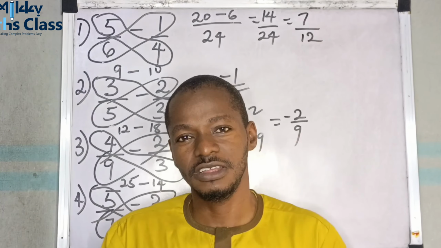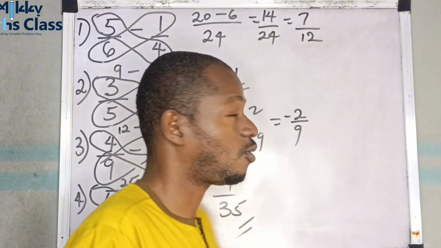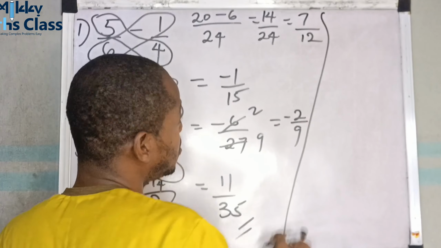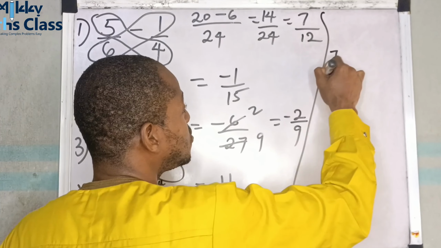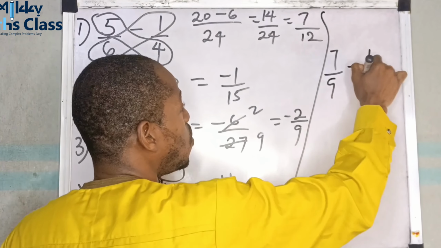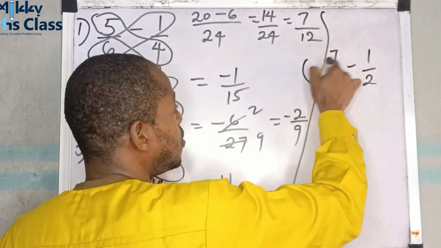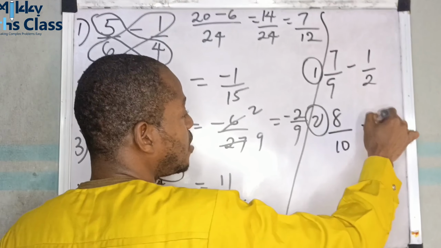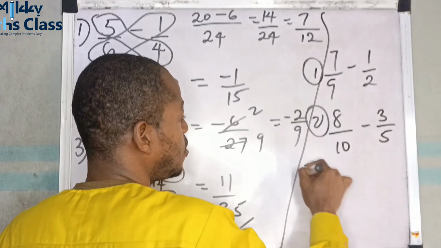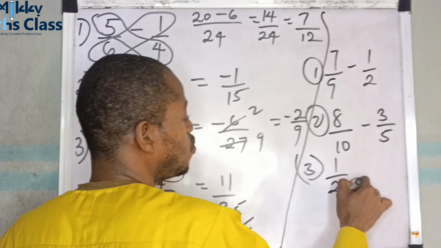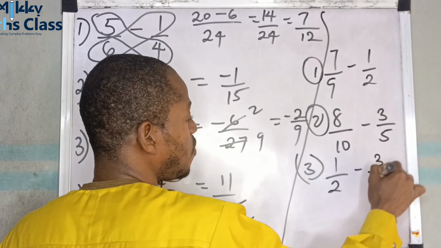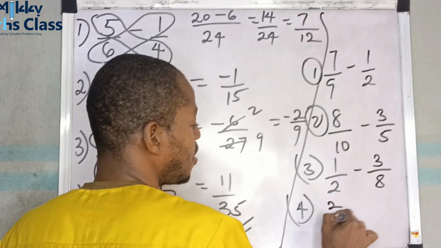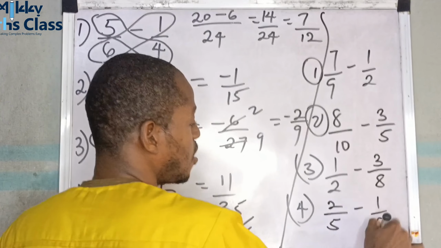If you need some things to practice, here are some lists of take-home fun. You can practice at your leisure time to get yourself acquainted with the skill. So you can have something like this: 7 over 9 minus 1 over 2. Number 2, 8 over 10 minus 3 over 5. Number 3, 1 over 2 minus 3 over 8. And the last one, you have something like this: 2 over 5 minus 1 over 7.